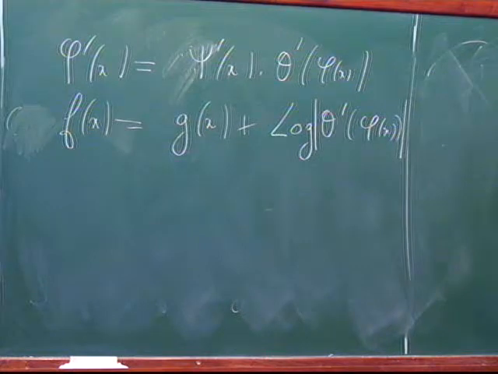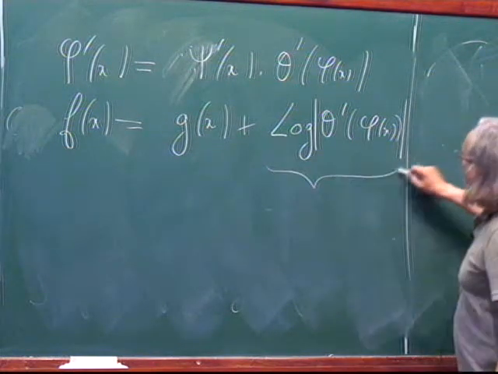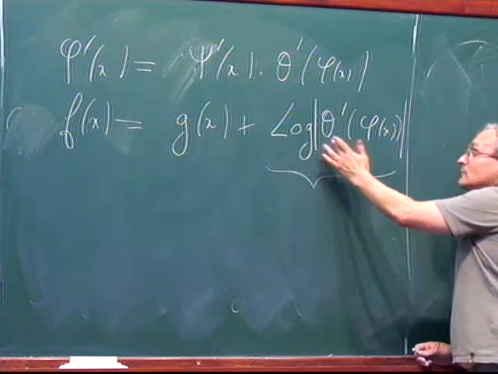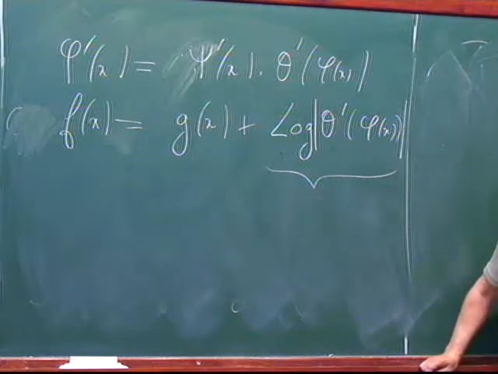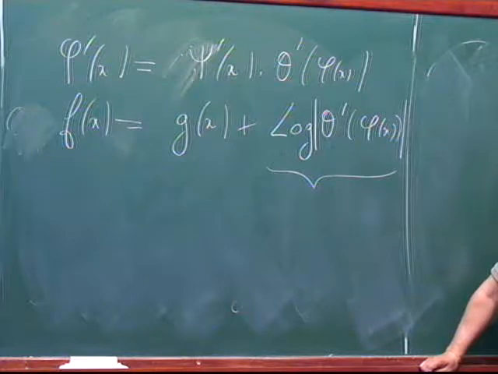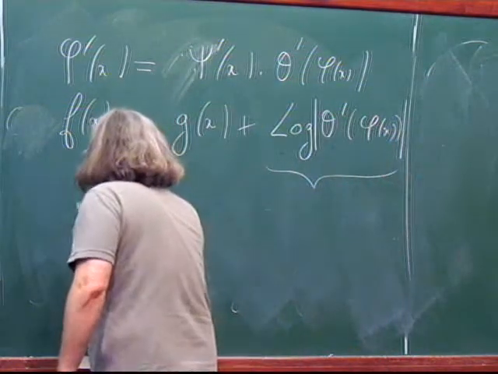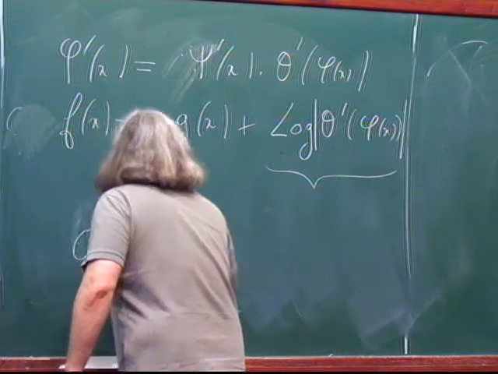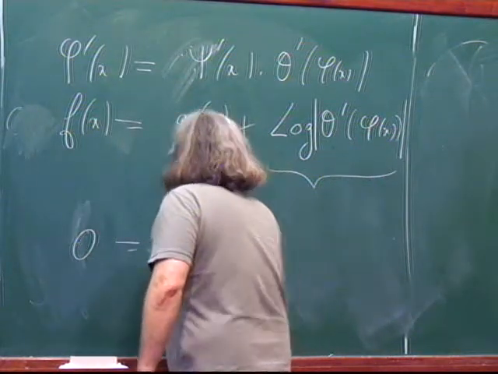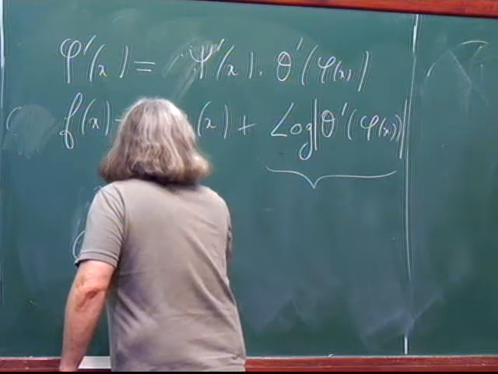Okay, but now you see here, what I have is the log of the modulus of the derivative of a holomorphic map. The log of the modulus of the derivative of a holomorphic map is a harmonic function. So this formula, if you restrict it to the boundary, you get 0 is equal to g when x belongs to the boundary.